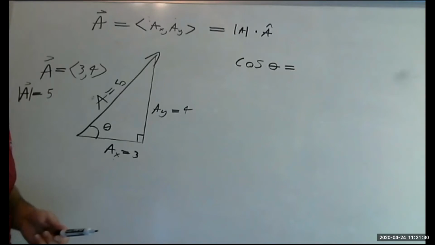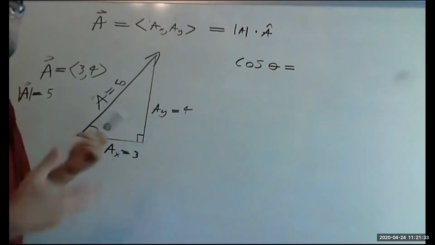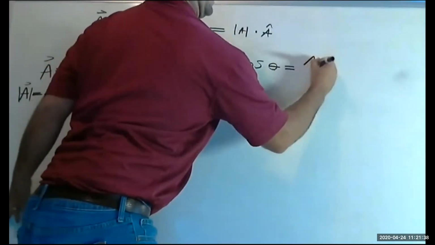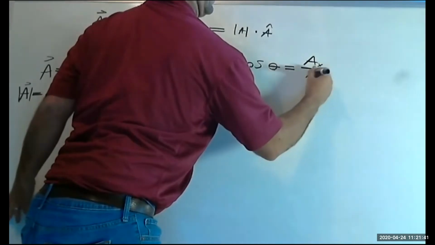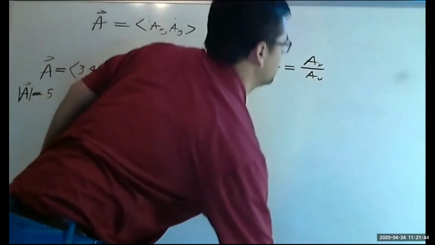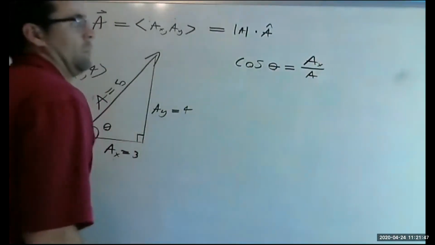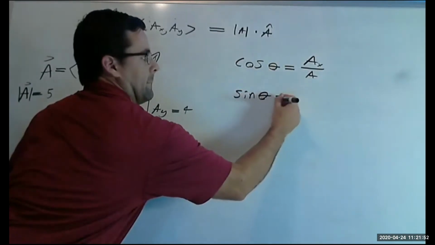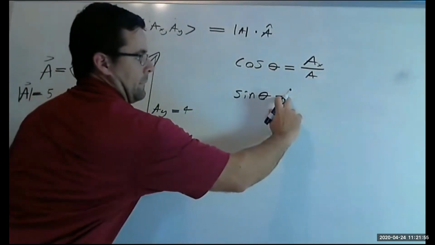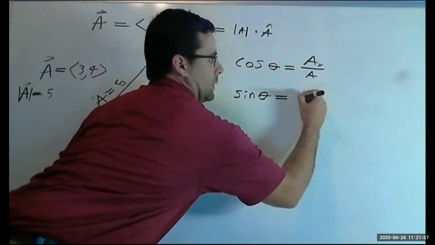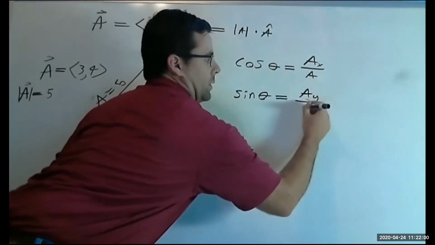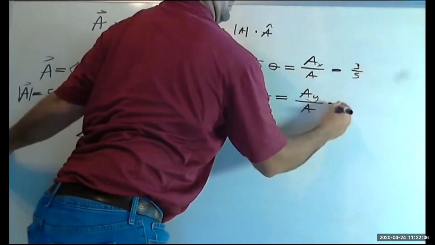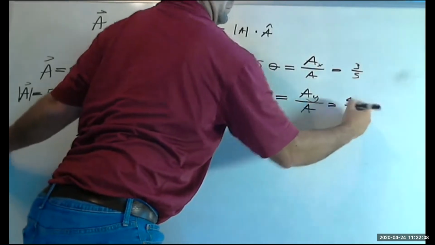Is that 3/5? Well, you're skipping a little bit ahead, but yeah, it's AX over A. What about sine? 4/5. AY over A. Okay.